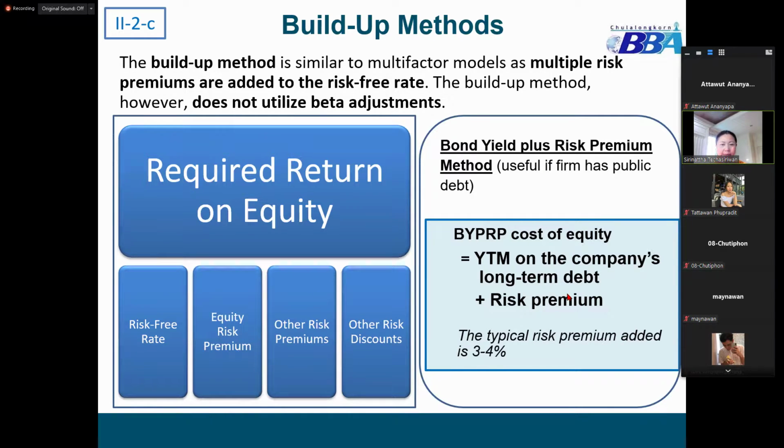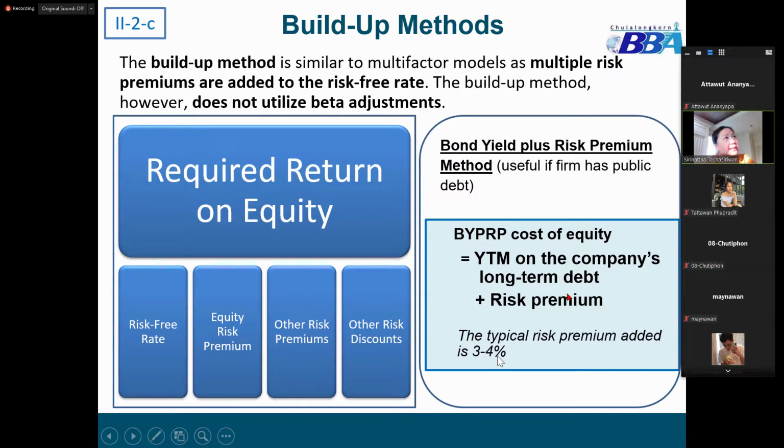Because debt has a higher claim compared to shareholders. Shareholders have the residual claim, right? So equity is riskier than debt. So from the cost of debt of the company, we add a risk premium to reflect equity risk. Typically the risk premium that is added to the yield to maturity is about 3 to 4%.